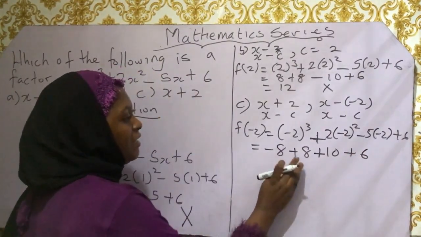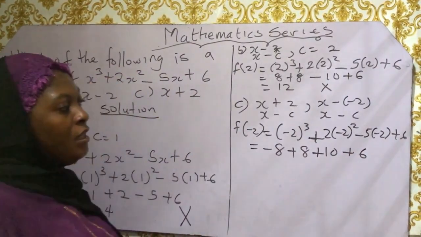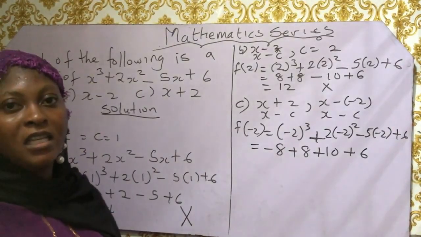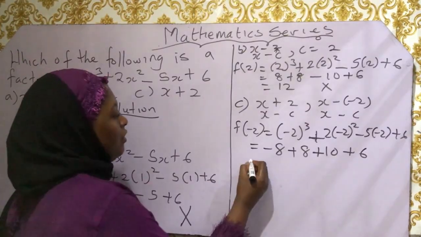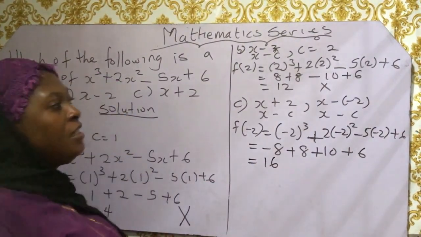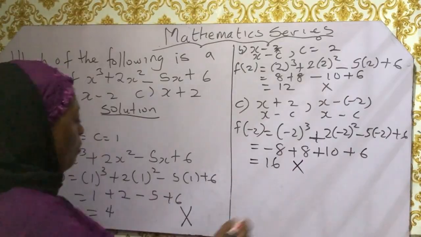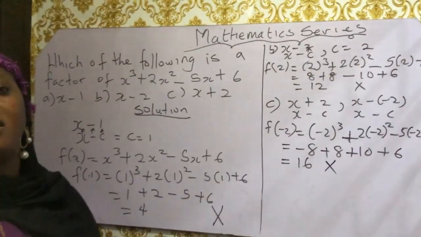So minus 8 plus 8 gives 0. Then 0 plus 10 gives 10. 10 plus 6 is 16. So we can see that none of these is a factor because none of them gives 0 as a remainder.